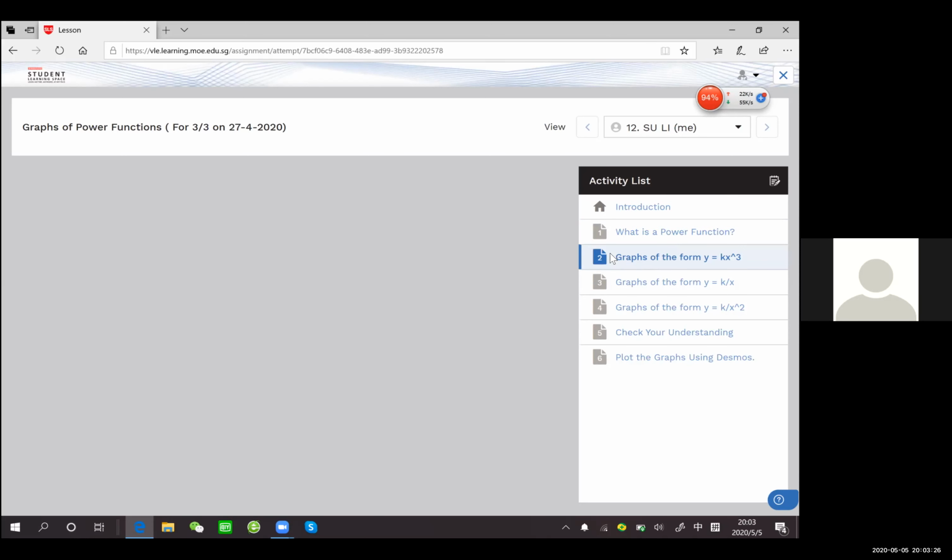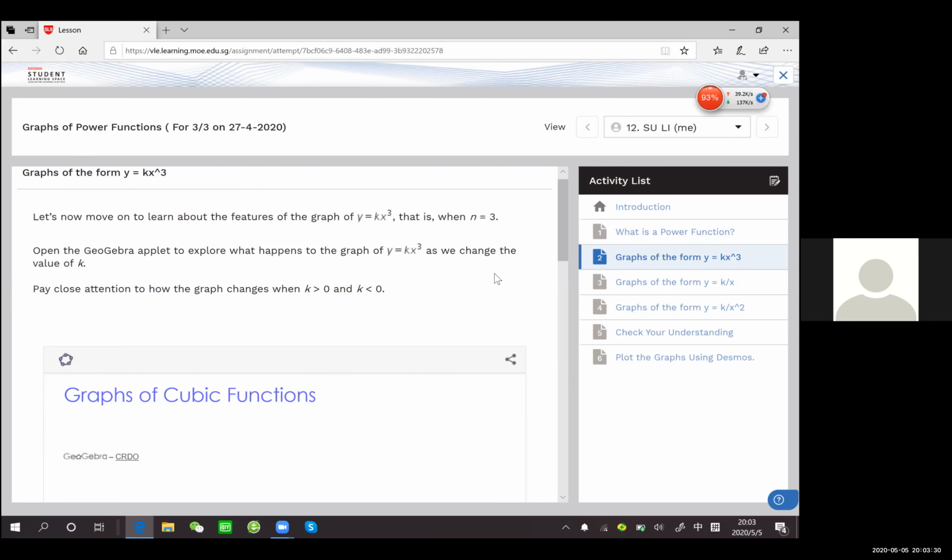No, you don't have to click on it. You just go through with me. So if you look at number 2, graphs of the form y equals kx to the power of 3. So this is a cubic, right? Am I right? Yeah. x to the power of 3. And then number 3, graphs of the form y equals k over x. So this is x to the power of minus 1. Am I right? Yeah.